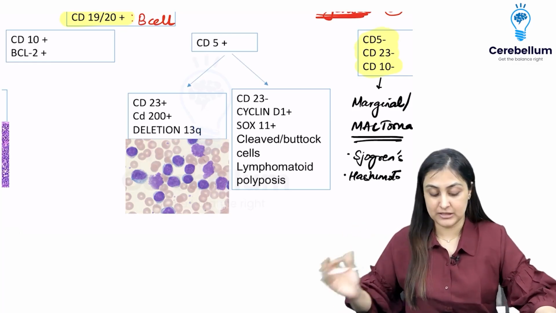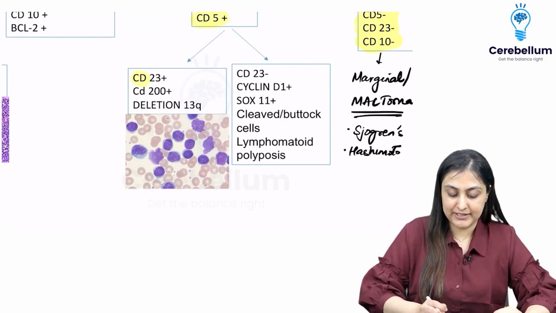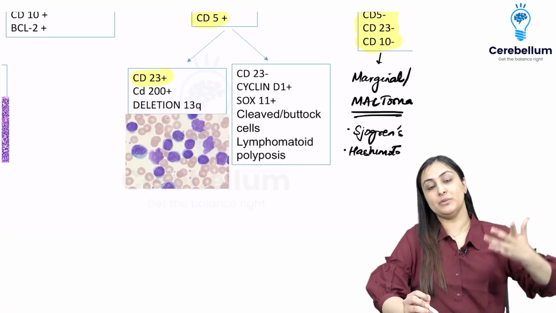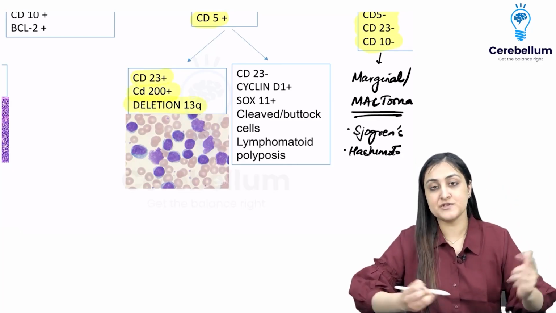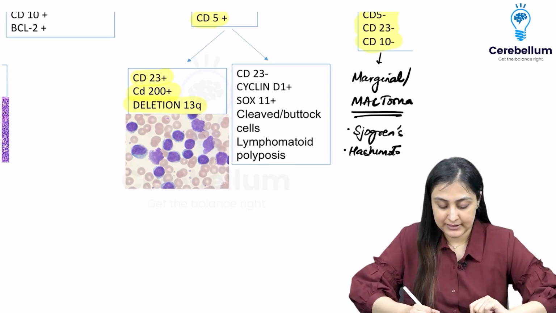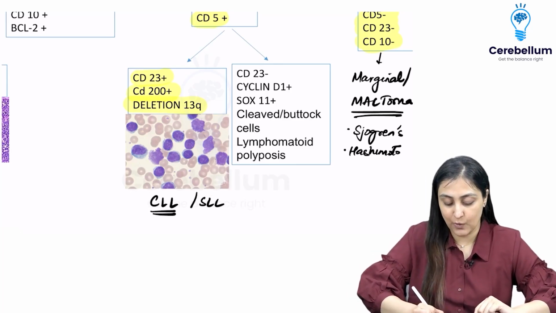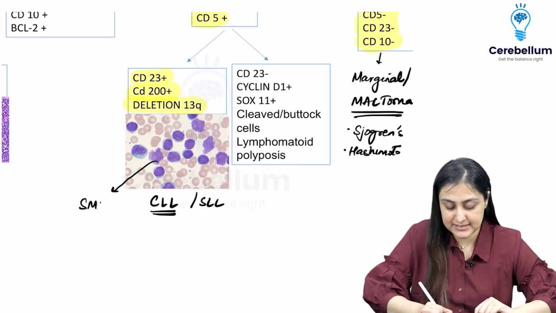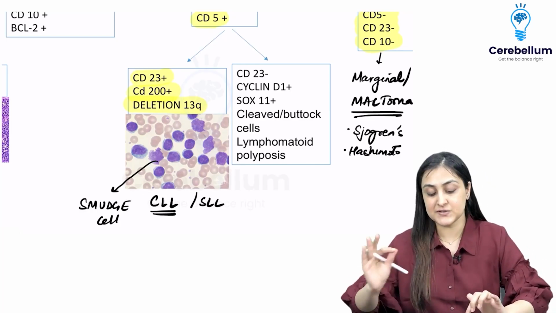So this is marginal. Now if CD5 is positive, look at 23. This is probably the most commonly asked question. Remember, what was the one where all was given? You have CD20 also, you have 13q deletion also. This is our all, which was CLL/SLL, and the hallmark which is very frequently tested are these smudge cells. Can you see how they have this very smudgy appearance? So this is the smudge cell.